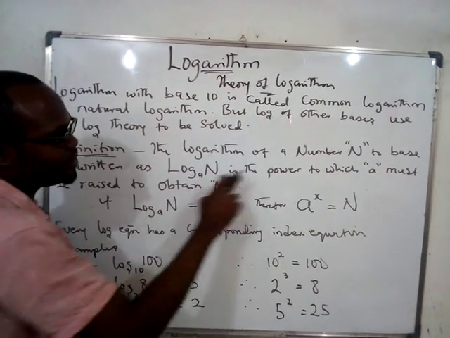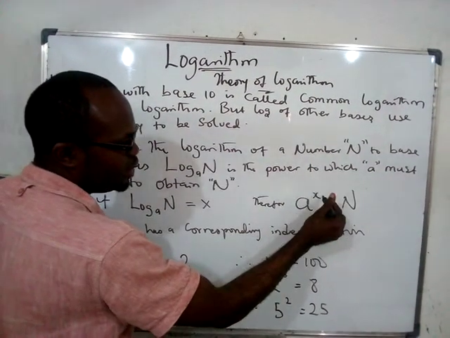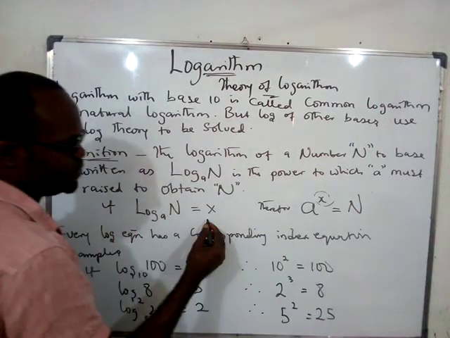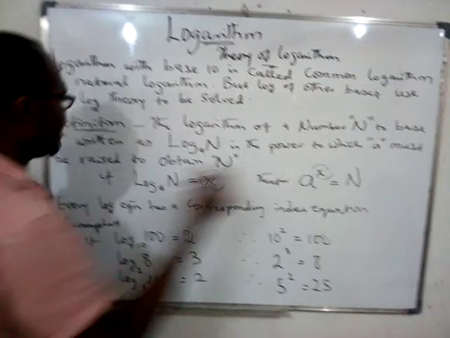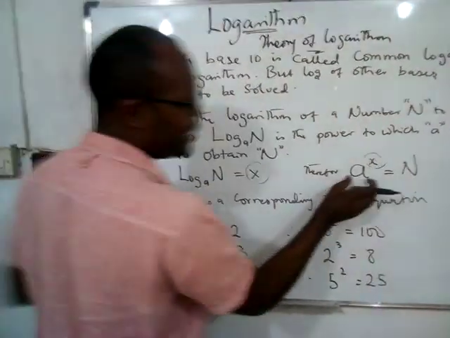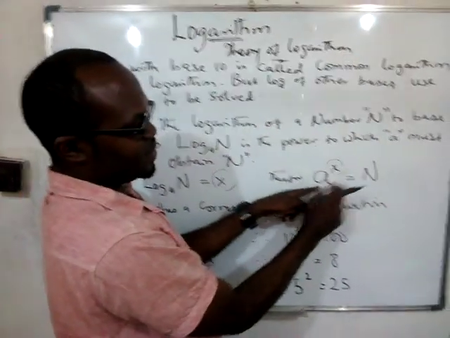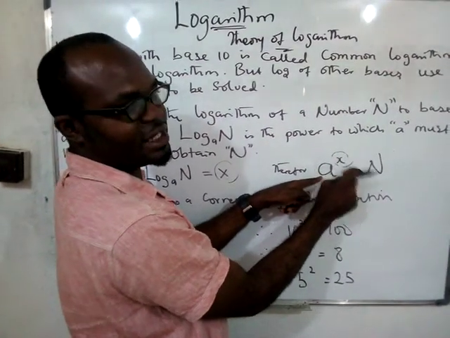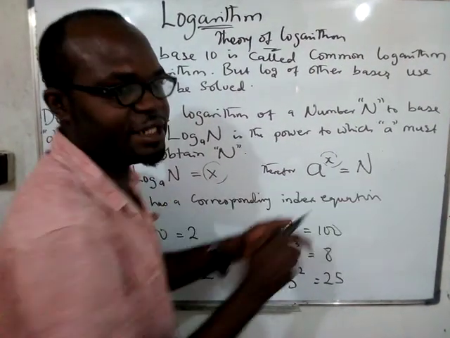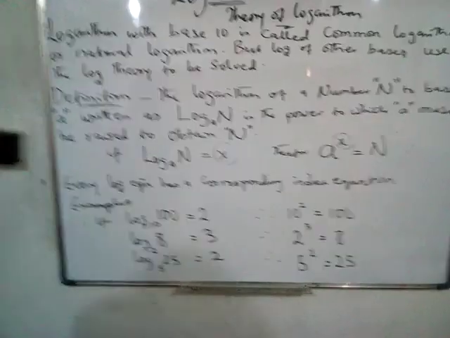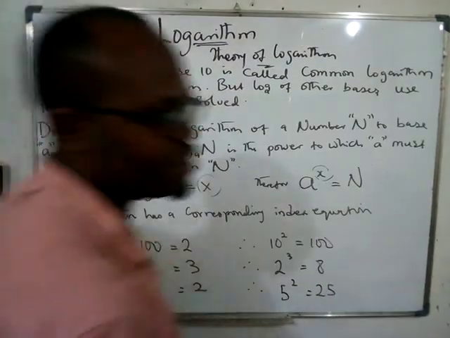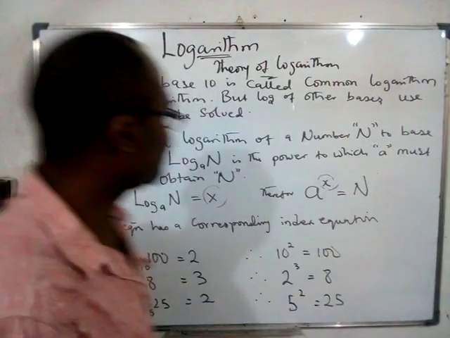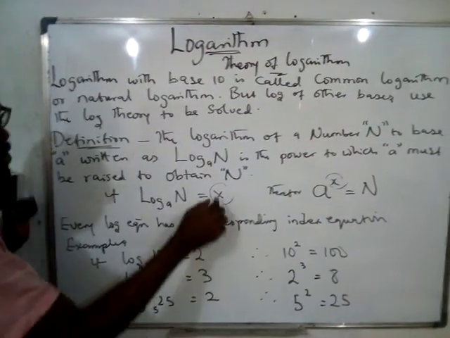Can you see that? It is the power to which a must be raised to obtain n. Can you see the power a is raised? A is raised to x in order to obtain n. It is the number to which a must be raised in order to obtain n. That is what we call logarithm.